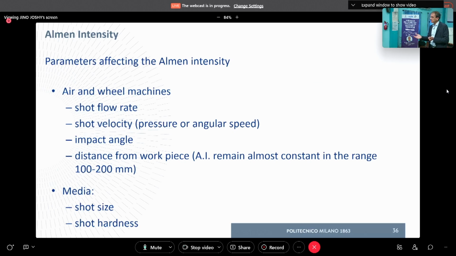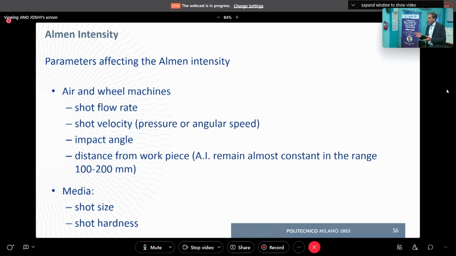And then the distance from the workpiece must remain the same when we are peening the real part. We must not change it, because we know that it's also affecting the final energy, the impact energy of the media.